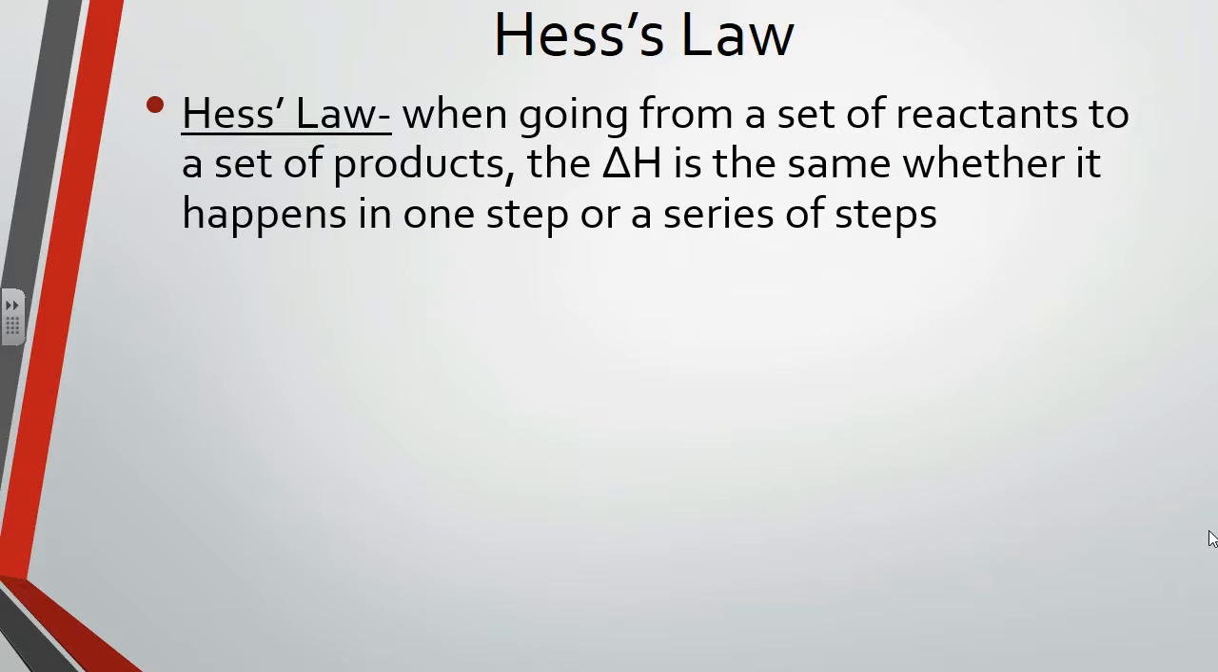If I'm going from a set of reactants to a set of products, the total enthalpy change is the same whether it happens in one step or a series of steps. So I'm going to show you a couple of equations here, and you're going to see how you can add these equations up. It's kind of like doing a little multi-step algebra problem where you have A plus B equals C, and then you have 2A plus 3B equals 4, and you can take the A's and the B's and subtract and add them up together. Well, that's what we're going to be doing here.